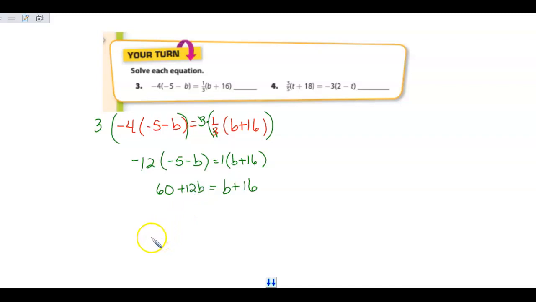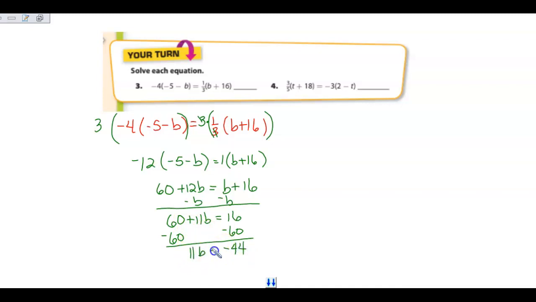Now we have to decide which side we want the variable on. I'm going to subtract b from both sides. I'm going to get 60 plus 11b equals 16. Subtract 60. It's negative 44. Divide both sides by 11, and my answer is going to be what?